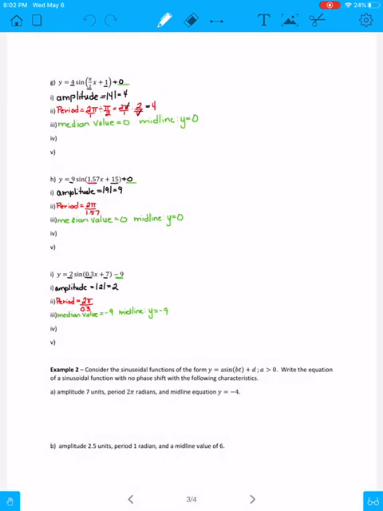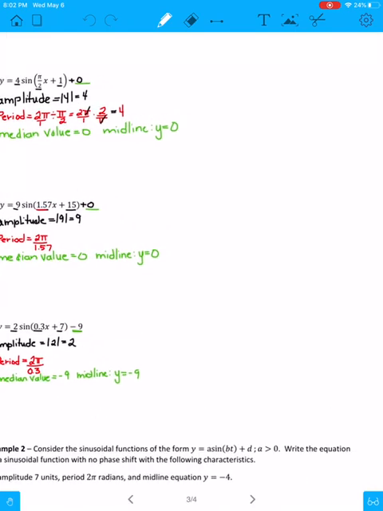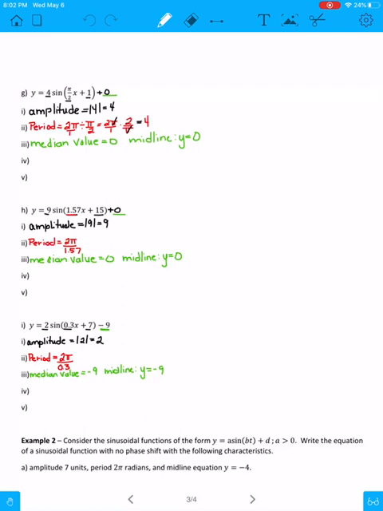For the next two, or next three, sorry, please pause and try them out. So here we have y equals 0, and then I'm going to go up 4, down 4. 0 plus 4 is a maximum equal to 4, and 0 minus 4 is a minimum equal to negative 4.